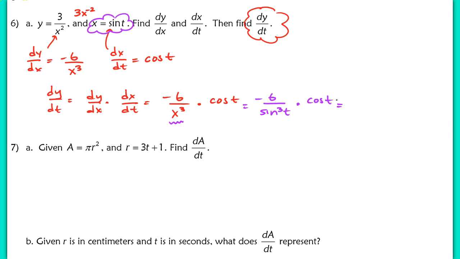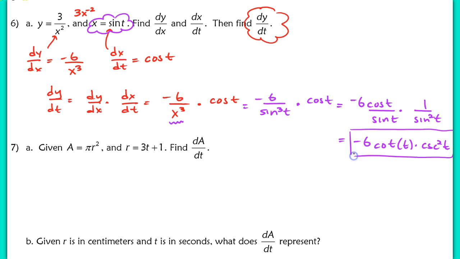Now you should actually simplify this a little bit further. In the back of your book, they usually simplify all these trig functions here. So I'm going to rewrite this as the cosine of t over the sine of t, and then multiply that by 1 over sine squared t. So we have negative 6 times the cotangent of t multiplied by 1 over sine squared, which is going to be cosecant squared t. So this is the derivative of y, my bad, with respect to t.